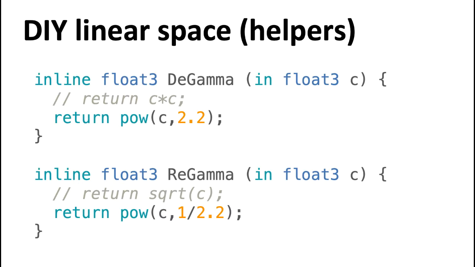Now, we haven't really looked at any shader code yet. I'm just giving you a feel for it. We'll discuss what all of these terms mean in detail later. Basically, I'm defining here a couple of helper functions, dgamma and regamma, to move between gamma color space and linear color space.